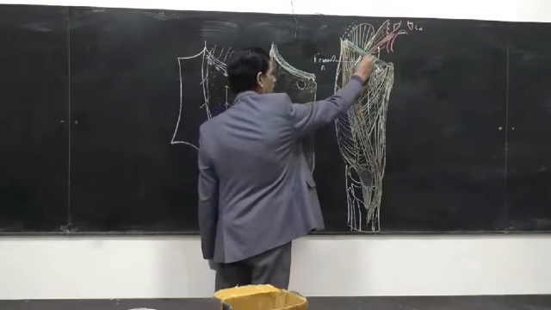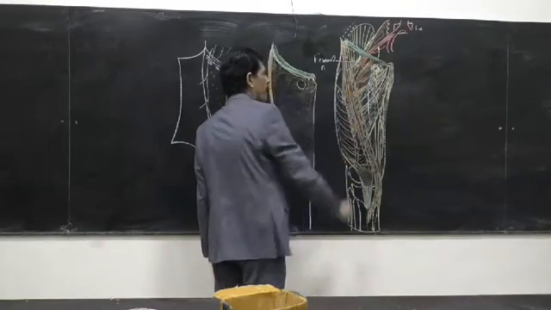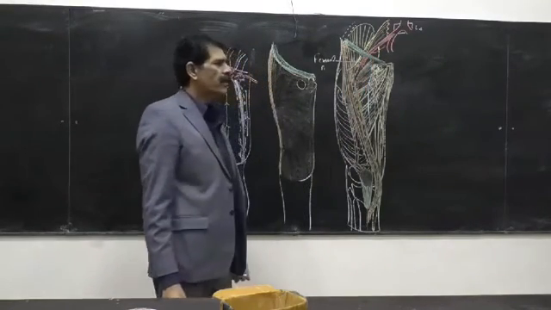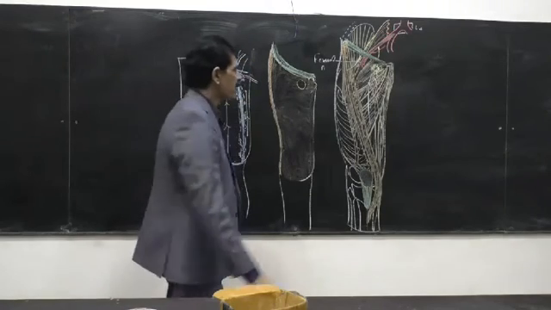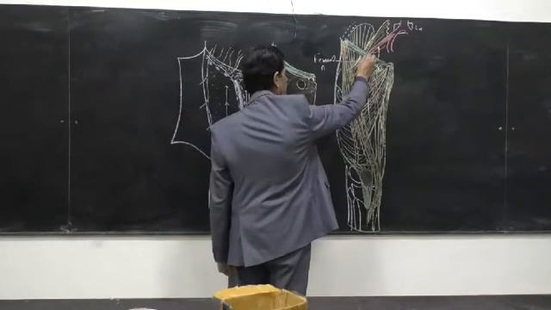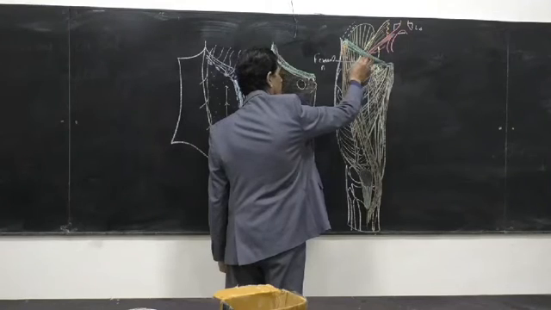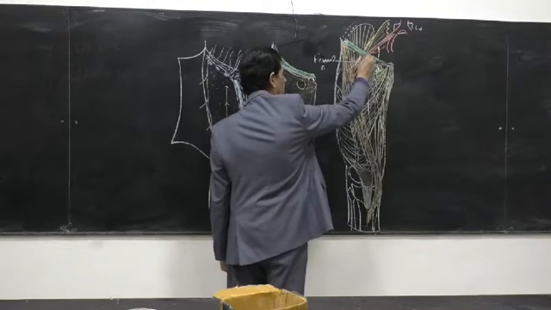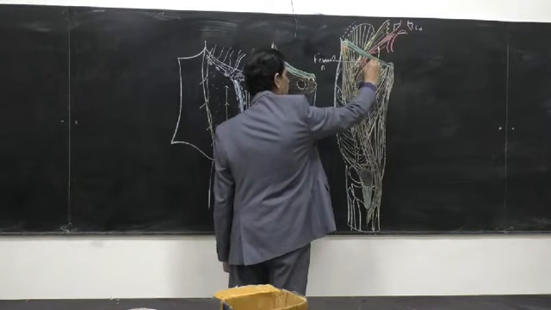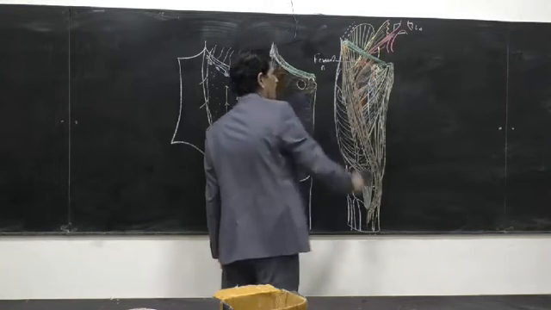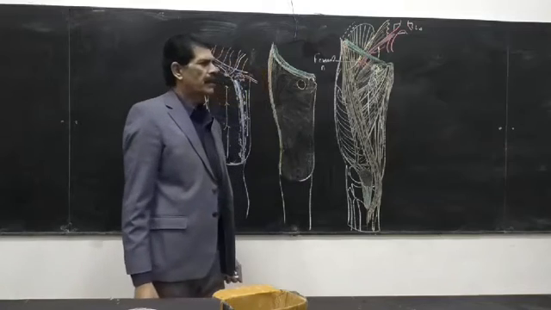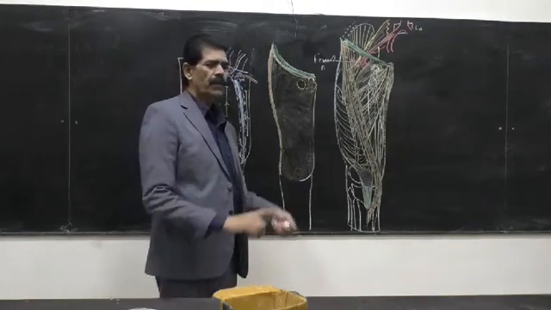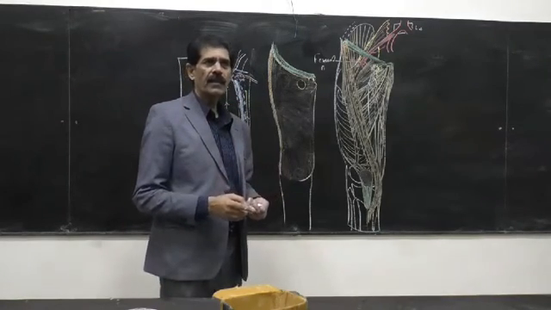Only one branch, and it is given by the external iliac artery just before it becomes the femoral artery. Then the femoral artery enters into the front of the thigh, and it gives various branches. Its main branches are the right and left circumflex femoral arteries. These circumflex arteries go around the femur. That's why it's called the circumflex.